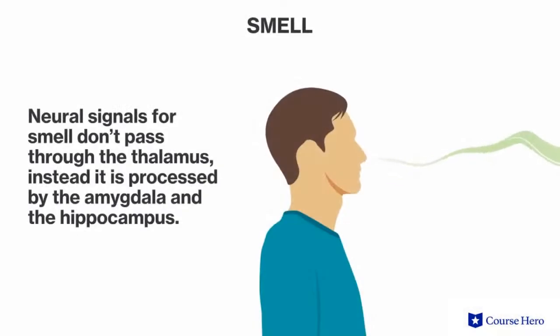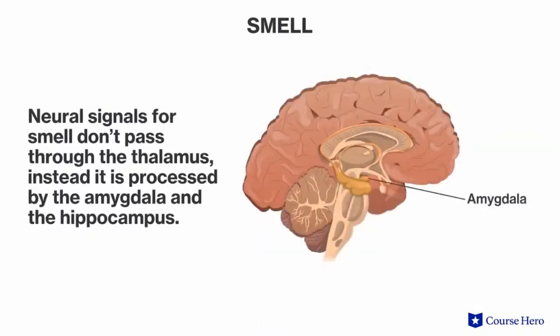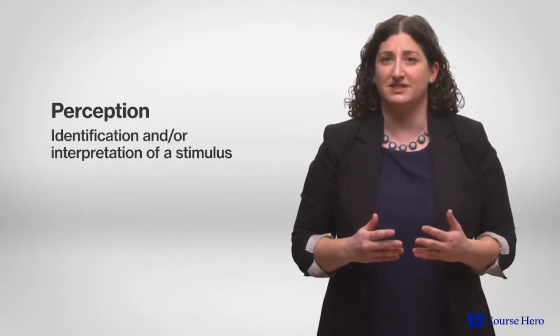The only stimulus that this doesn't apply to is smell. Neural signals for smell don't pass through the thalamus. Instead, they pass through the amygdala, which is associated with emotion, and the hippocampus, which is associated with memory. The process doesn't end there, because after sensation comes perception, the identification and interpretation of a stimulus. Perception is what's done with sensory information that we take in. It's how we make sense of the world.